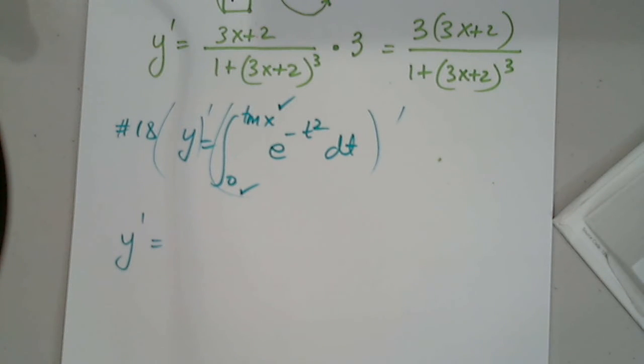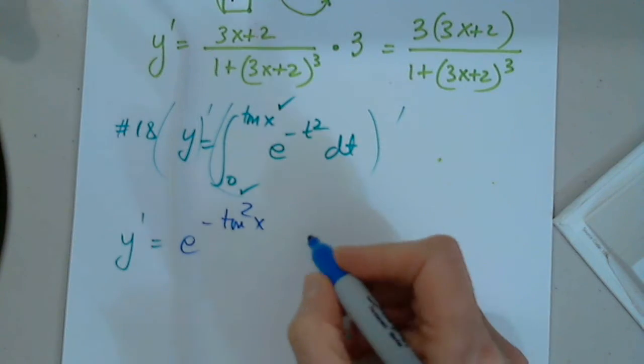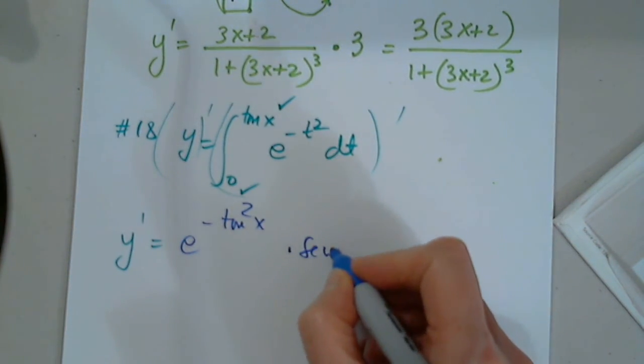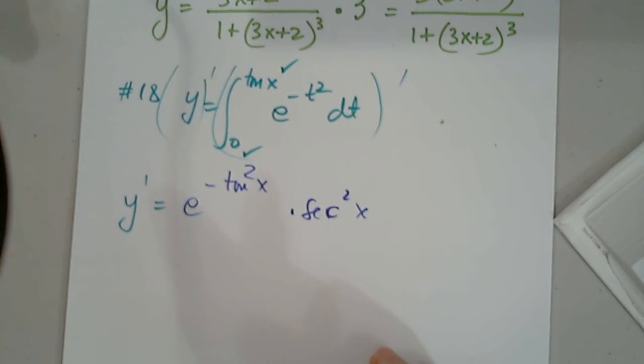It's going to be e to the negative tangent squared times e to the negative tangent squared times secant squared x. Excellent, perfect step. That's it, done. Great job.